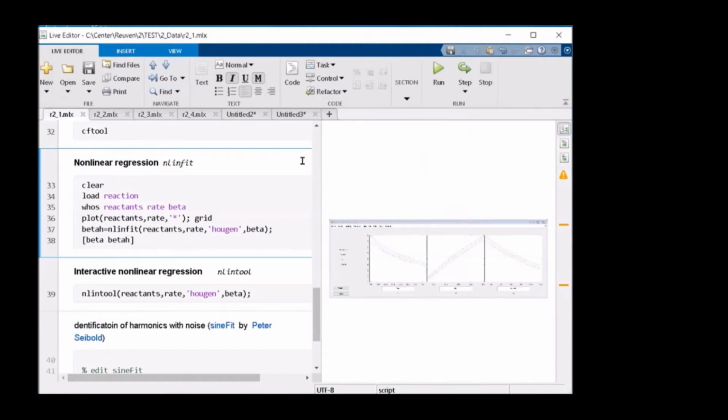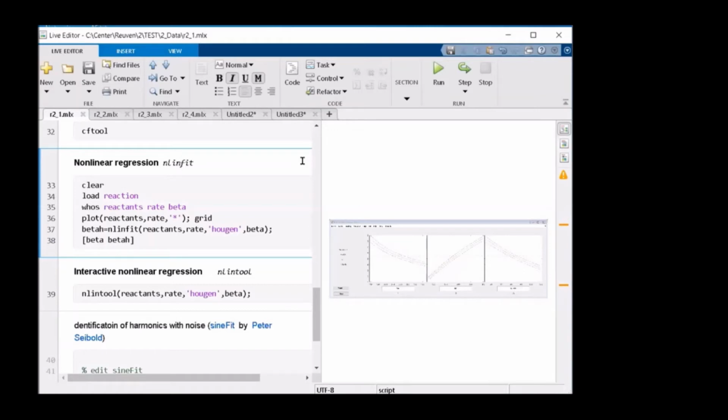Yes, and sometimes when I try to make a fit for a function, I get very good results, and sometimes I get bad results, and then I change the starting point, and suddenly I get a really good result. So is there any way that I can figure out the best starting point for my model?